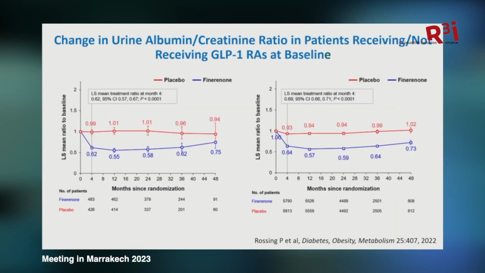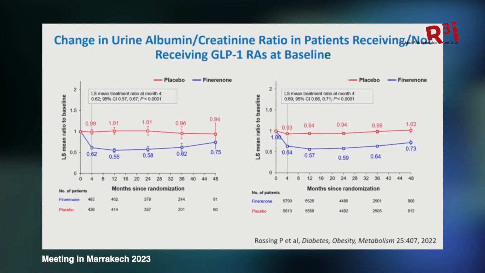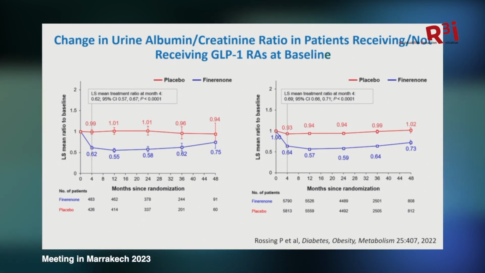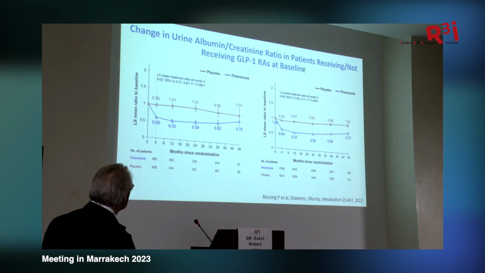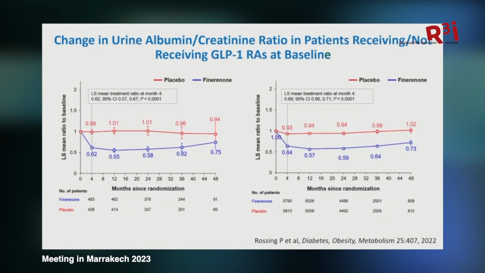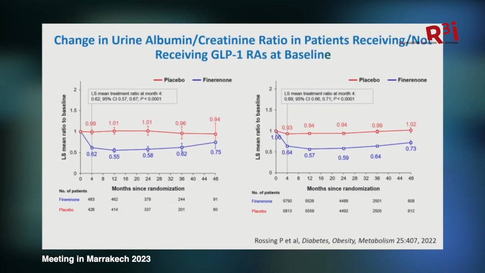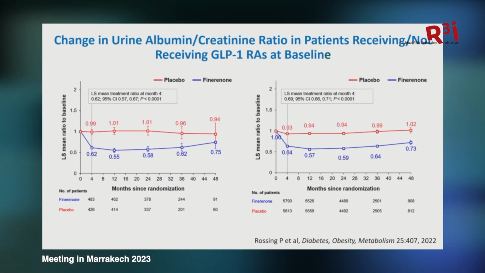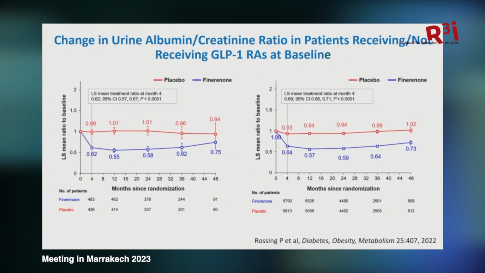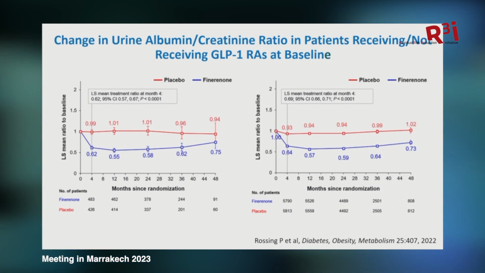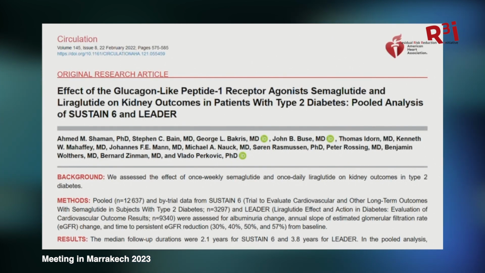Ultimately, the data on the left compare placebo with finerenone in terms of the least squares mean ratio to baseline. These are months since randomization, so that shows the benefit. And on the right, ultimately also showing a benefit in terms of months after randomization on the various outcomes. So finerenone works and modifies the natural history of kidney disease by modifying the protein loss that occurred in these particular patients.